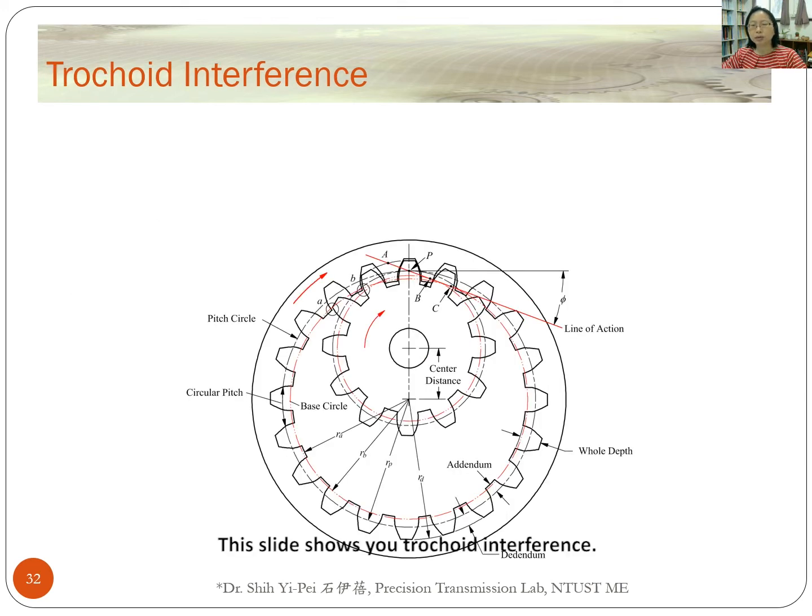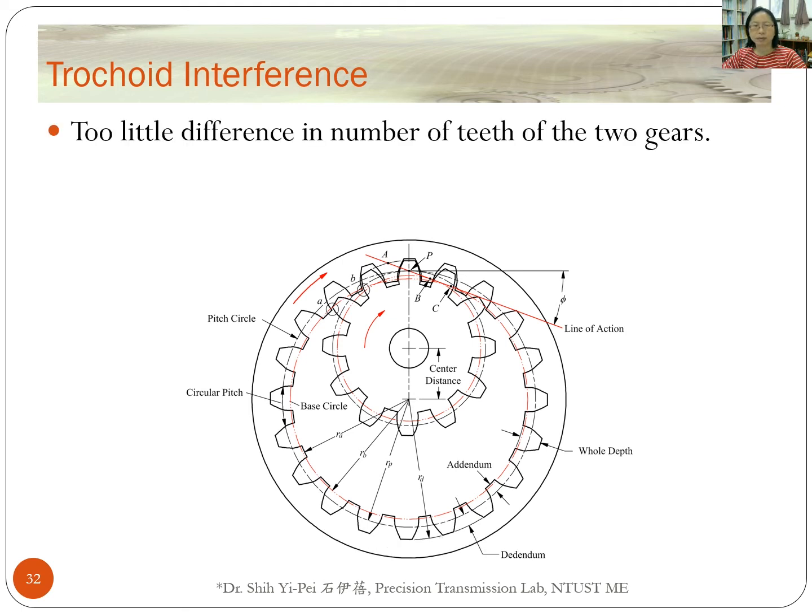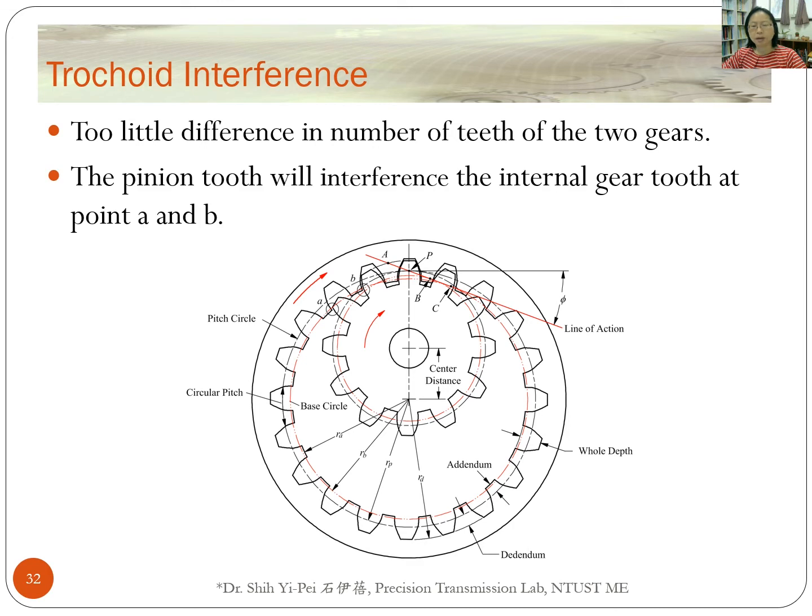This slide shows you trochoid interference. If the difference between the numbers of the teeth of the two gears is small, the pinion tooth will interfere with the internal gear tooth at points A and B. We call it trochoid interference.